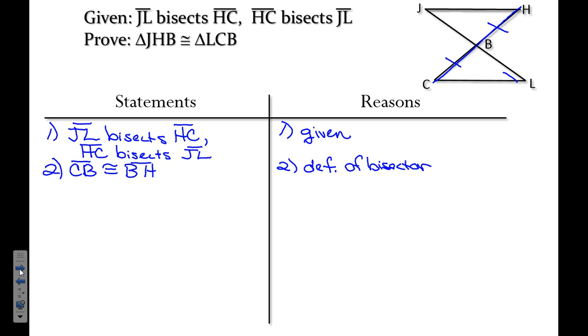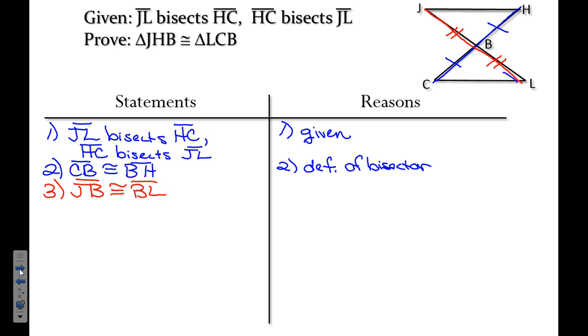Okay? Our second statement says that HC bisects JL. So what does that mean? JB and BL are congruent. Don't forget your segment marks across the top. And then don't forget to put the tick marks on your drawing. We know these two are congruent. We know that these two are congruent to each other. We don't know that they're congruent to everyone, but we know we've cut it into two equal parts.